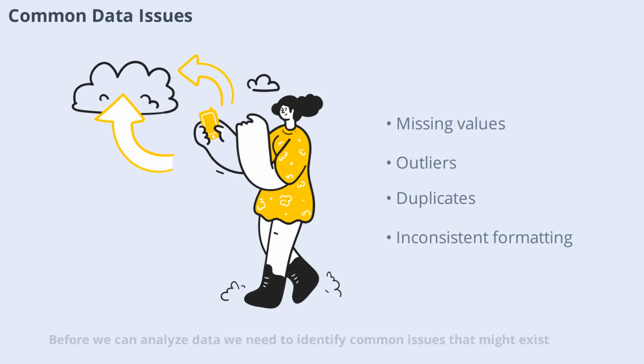Before we can analyze data, we need to identify common issues that might exist. These include missing values, outliers, duplicate entries, and inconsistent formatting. Each of these problems can distort our analysis if left unaddressed. Recognizing these issues early allows us to apply the right techniques to clean and prepare the data. In the next scenes, we'll look at each of these challenges in detail and discuss practical solutions for handling them effectively.